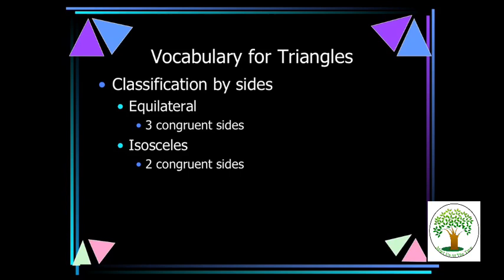Now the last one, I went 3, 2. Could I go one congruent side? No, congruent has to be two things to be congruent. So you can't have one congruent side. So what can you have then? No congruent sides. So scalene means that nothing is congruent. All the lengths of the sides are different from each other.